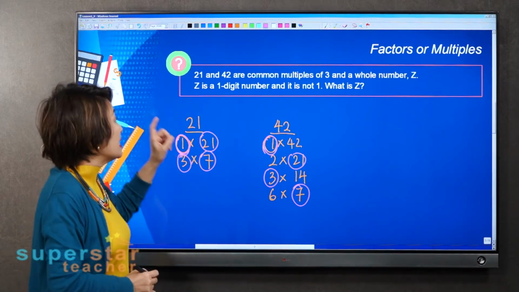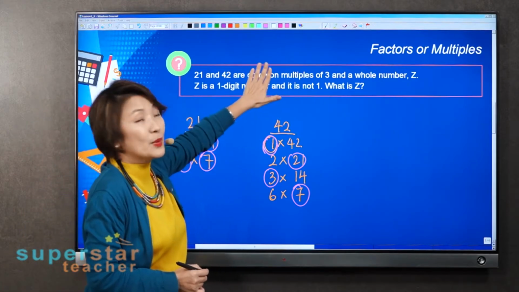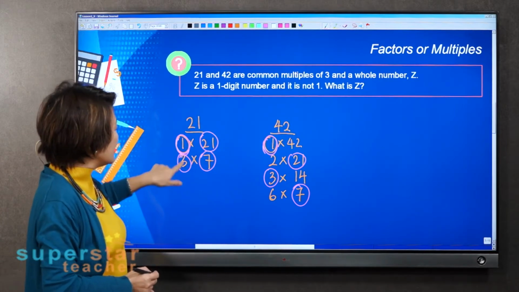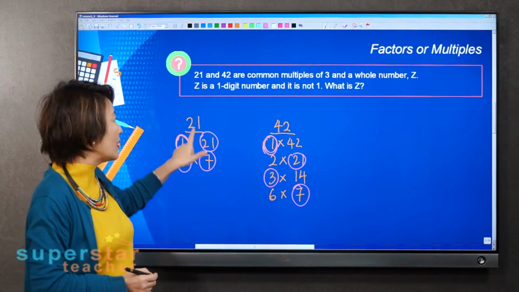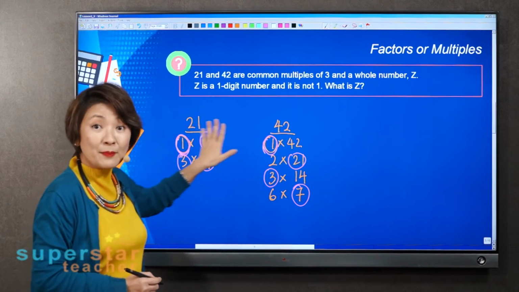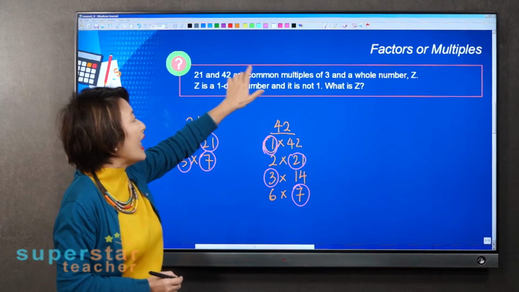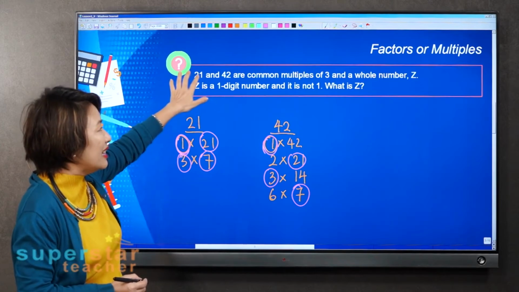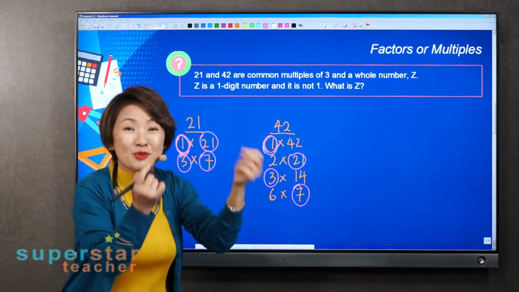What did the question say? The question says that 21 and 42 are common multiples. Let's take away the common. They are multiples of 3. So let's look at 21. Is it a multiple of 3? Yes. If I go 3, 6, 9, 12, and so on, I'll get 21. 3, 6, 9, 12, and so on, I'll get 42. So I have actually represented it well, in that 21 and 42 are multiples of 3. Now I have to find another number to make 21 and 42 a multiple of that number.